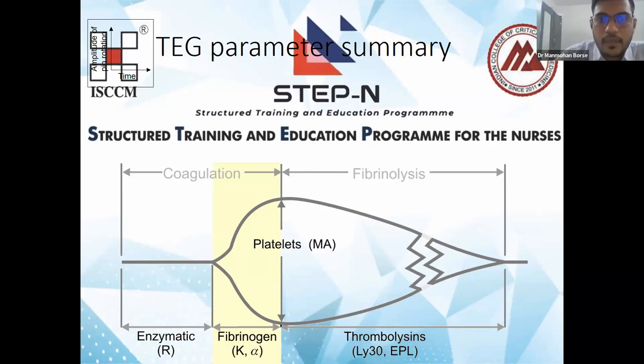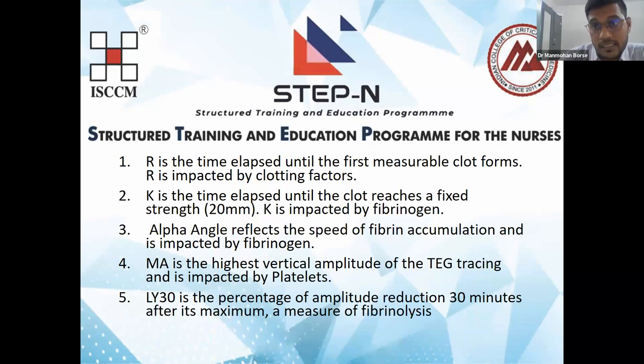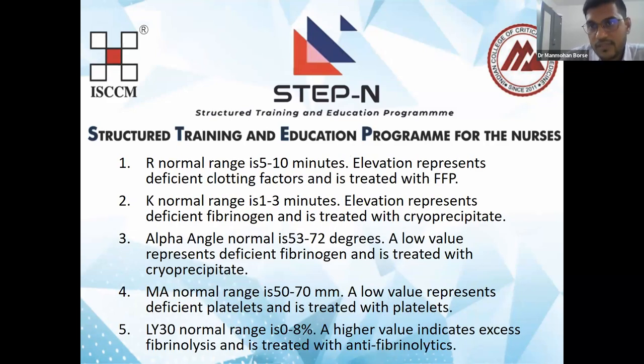Sure, thank you. Okay, so we have discussed what is R, what is K, what is alpha angle, what is MA, and what is lysis at 30. And we have also discussed which blood products affect those values. So now going ahead, we'll discuss the normal values and how you treat if the values are abnormal. Normal R time is 5 to 10 minutes. Prolongation of R time reflects deficiency of clotting factors, and it is treated with FFP. The K time normal value is 1 to 3 minutes. Prolongation of K time reflects low fibrinogen, and it is treated with cryoprecipitate.